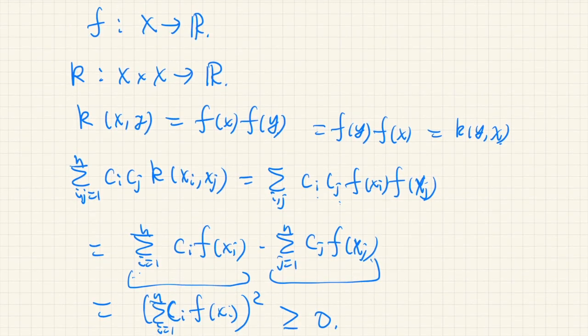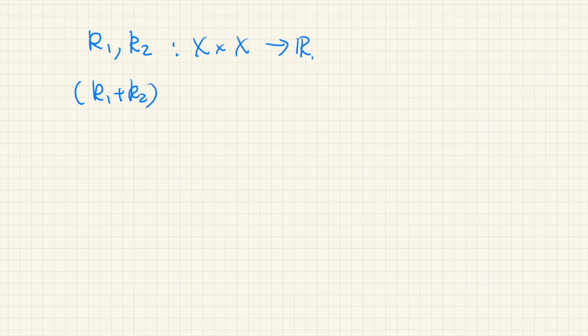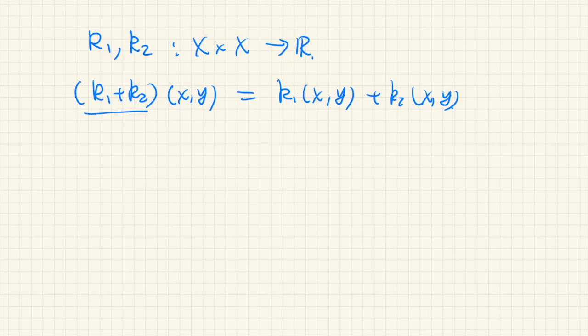So we can construct a kernel function from any univariate function on X. Next, we show the sum of kernel functions is also a kernel function. Suppose we have two kernel functions, k1 and k2, from X times X to the real numbers. Then if we define (k1 plus k2)(x,y) as k1(x,y) plus k2(x,y), then this new function k1 plus k2 is a kernel function.